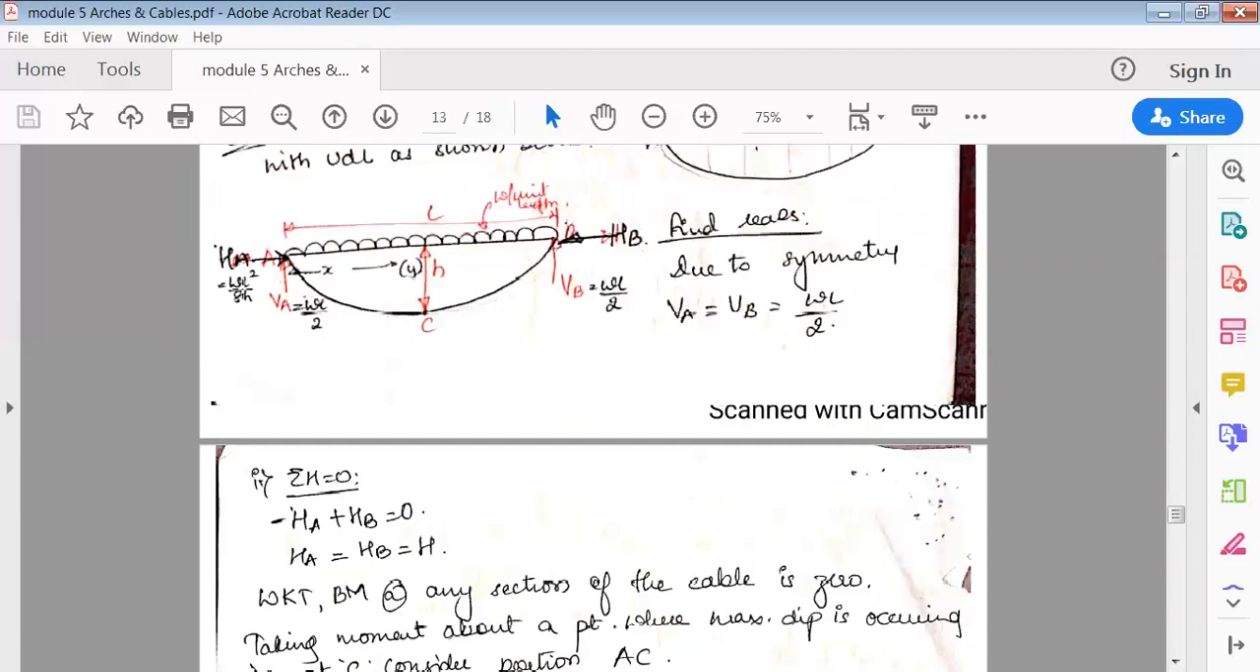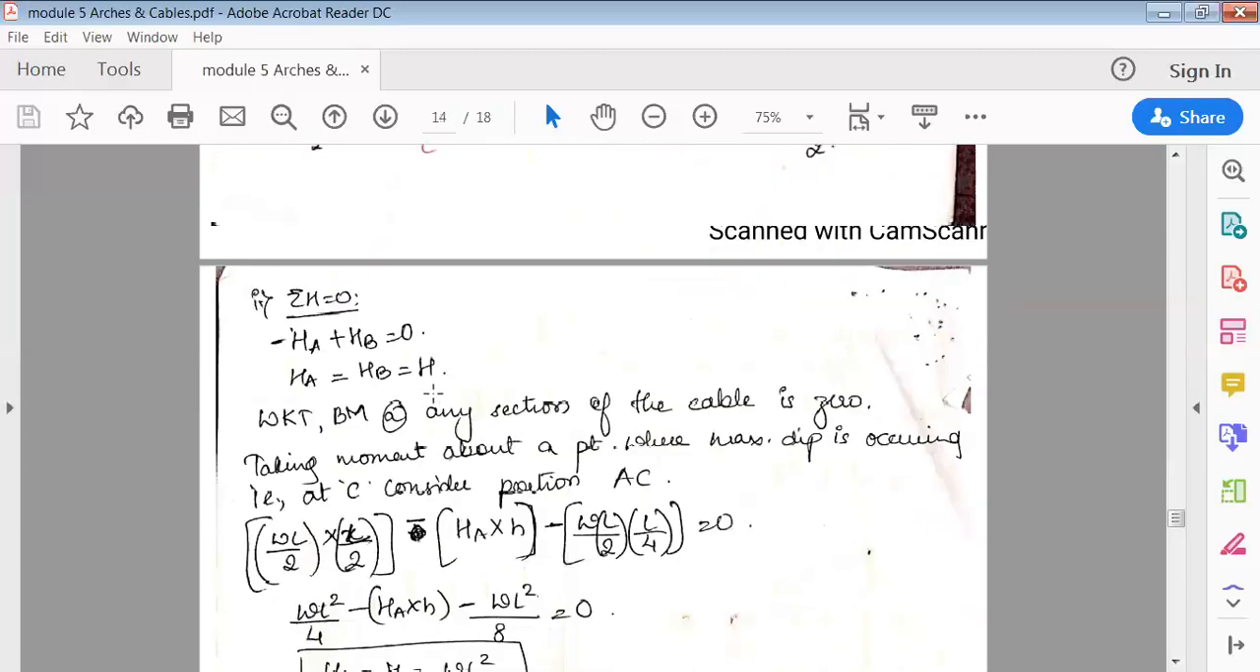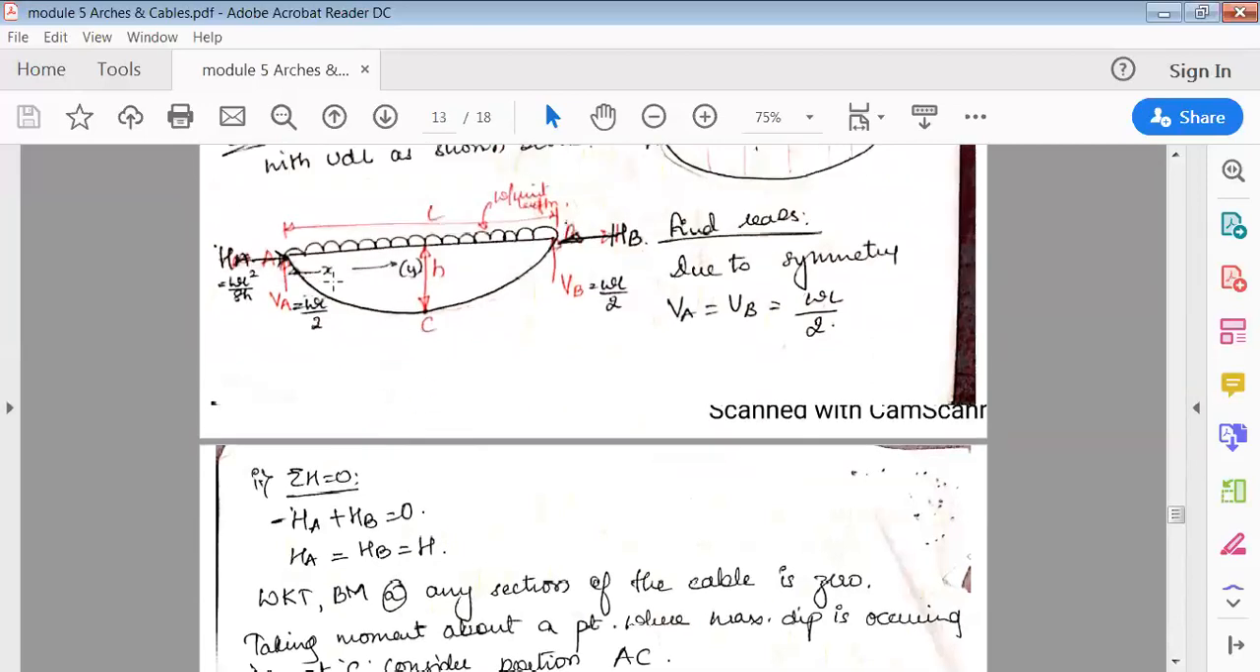Okay, so in the AC portion, taking moment about this point. So now check the left side. Okay, to the left side, check the forces. So it is now VA. VA is going clockwise. So VA into this distance. So I'll take this distance as X. Okay, so now this is X, exactly at this point. So it is L, meaning the complete distance, exactly at C, is L by 2.